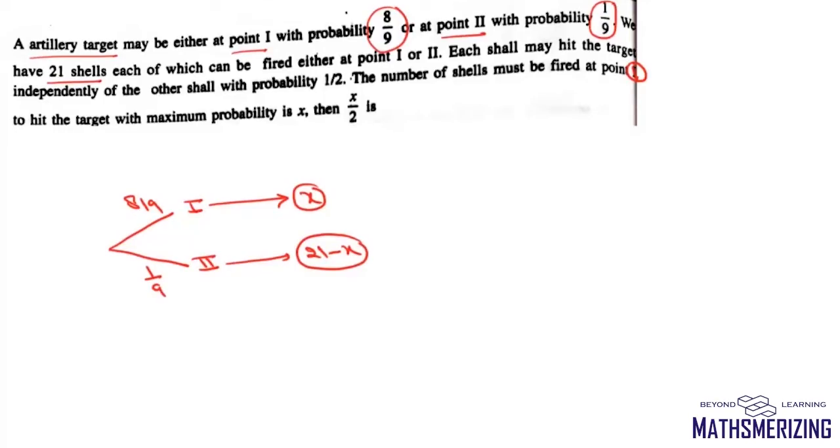Now we need to maximize this probability of hitting the target. The probability of hitting the target as a function of X will be given by: the probability of choosing this first target is 8 by 9, and we have fired X shells onto this first target. So at least one of them must hit the target. We'll do it with the exclusion: we'll take 1 minus the probability that none of these X hits the target. So it'll be 1 minus (1 by 2) to the power X.